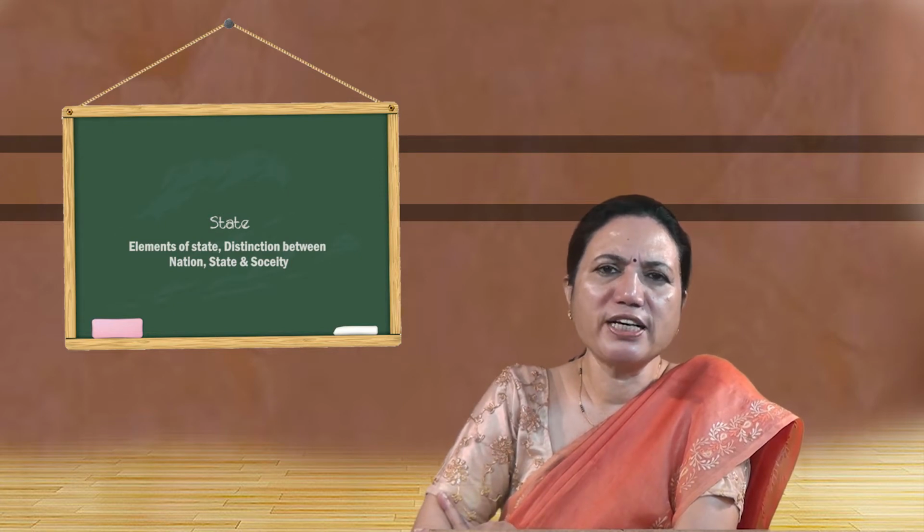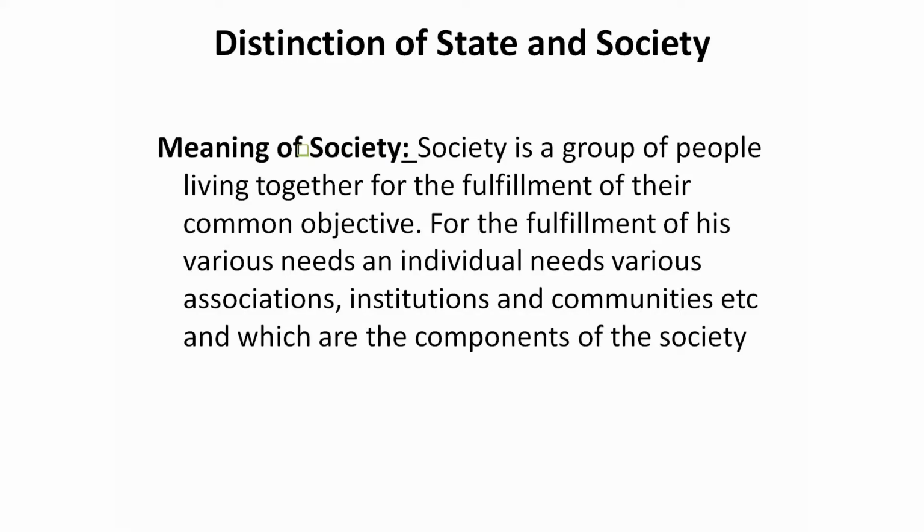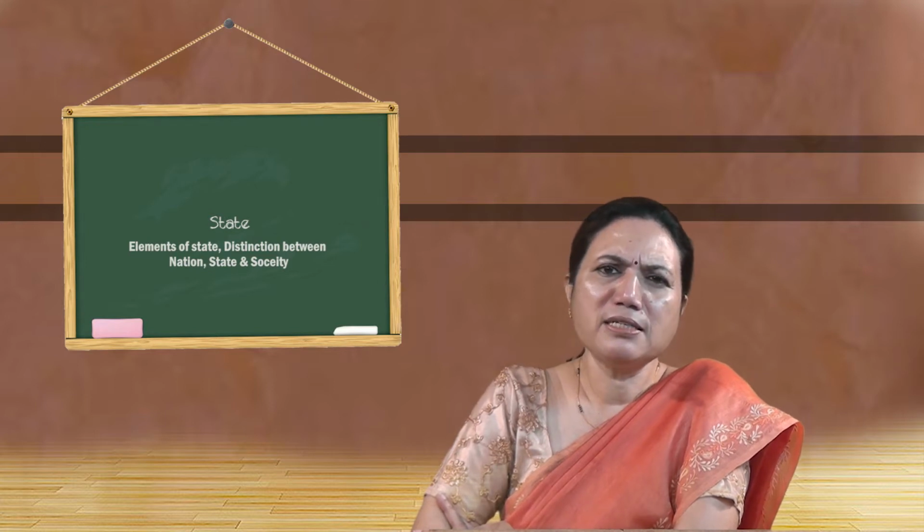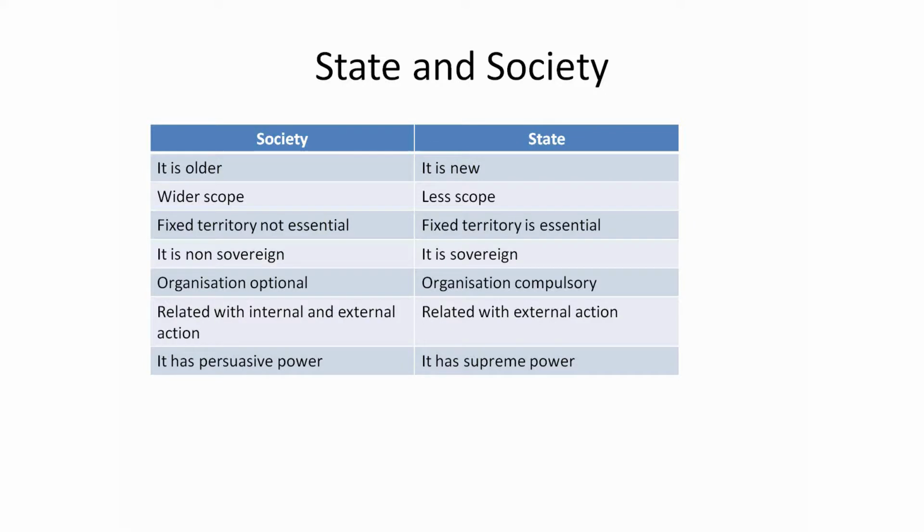Coming to the distinction between state and society. Society is a group of people living together for the fulfillment of their common objective. For the fulfillment of its various needs, an individual requires various associations, institutions, and communities, which are components of society. The main distinction between state and society is that society is older and wider in scope. A fixed territory is not that essential. It is non-sovereign. Organization would be optional. It is related with internal and external action, and it has persuasive power.